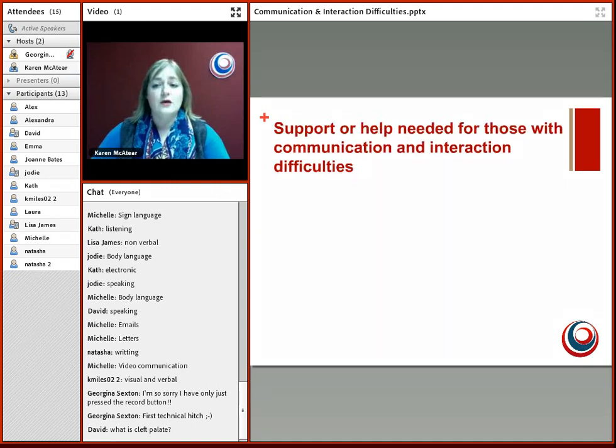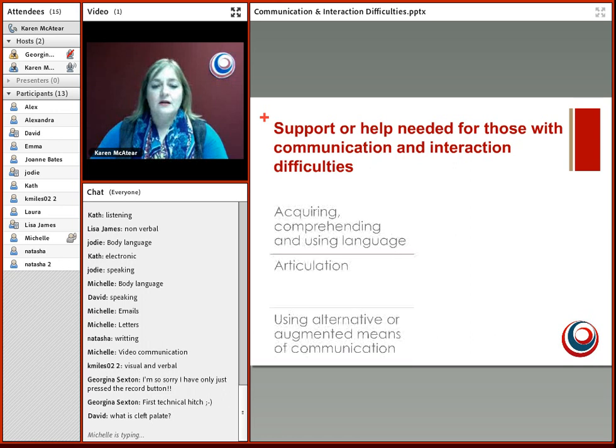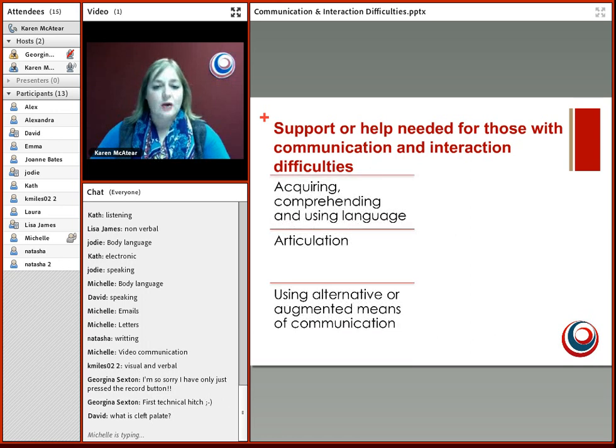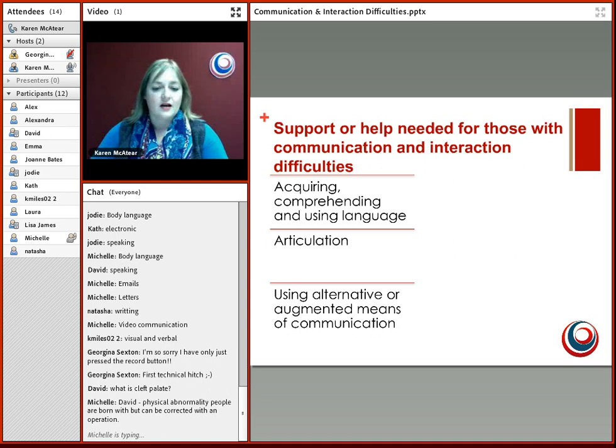So, how do we support these young people, students with learning difficulties, communication? So we want to help them to acquire and comprehend language properly, don't we? That's the key thing, to help them articulate language properly. It might be that we use alternative methods to do this, augmented means of communication. Some of you might not have come across that term before.